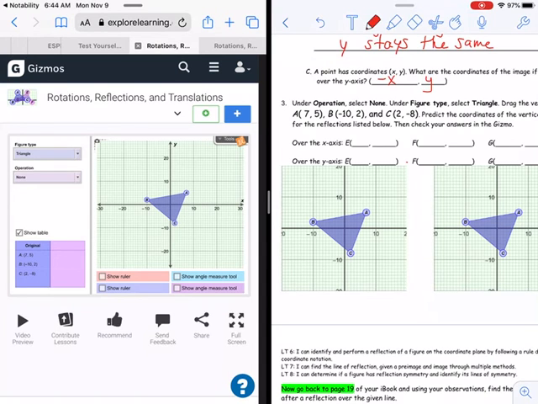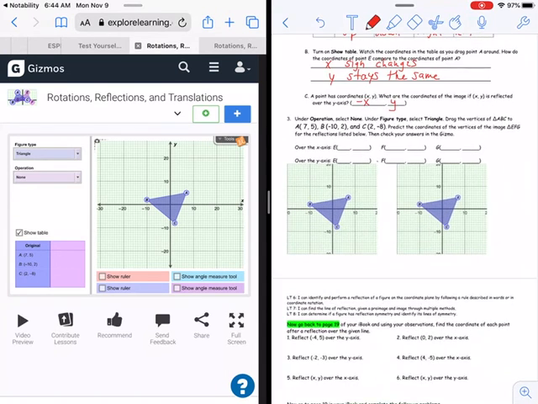All right, so I set up my triangle. Now this one, I'm reflecting over the x-axis. Over here, I'm reflecting over the y-axis. I want you to do it and then check your work, all right? Operation, then you can do it and check your work.